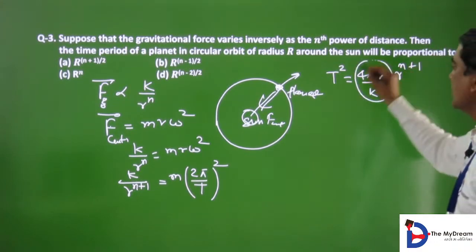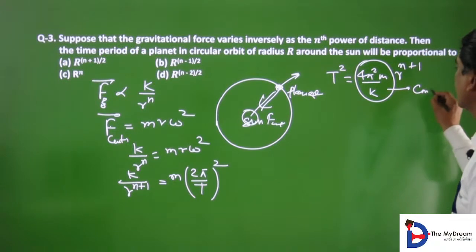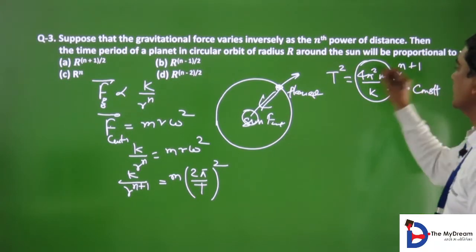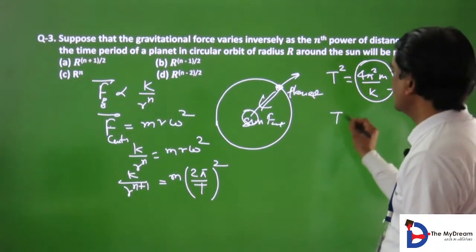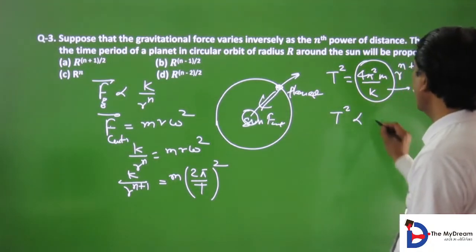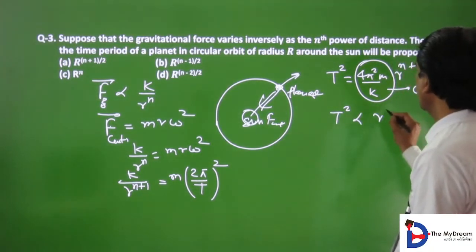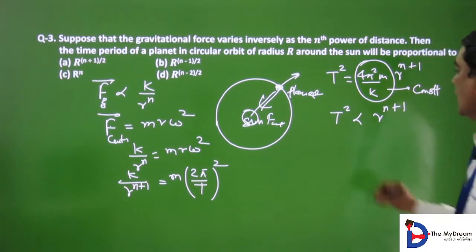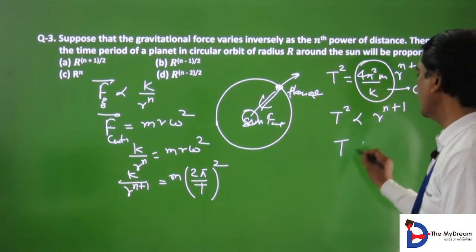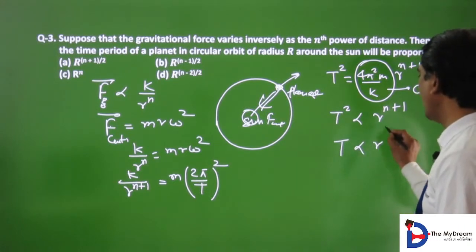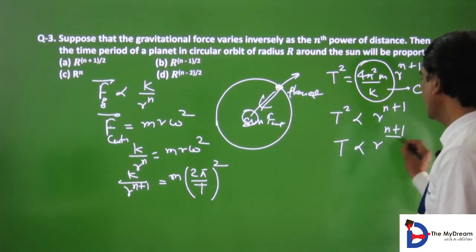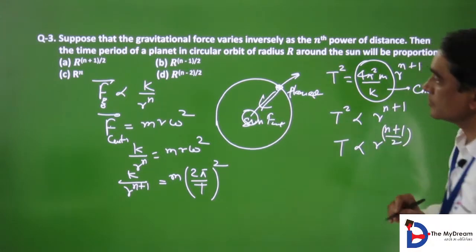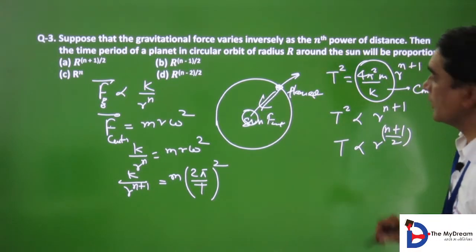and this is a constant. All are constant. So the square of the time period is proportional to r raised to power n plus 1. And you want to know the time period, so it can be written as n plus 1 divided by 2. The first option is correct.